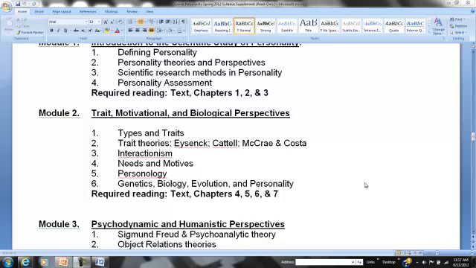Okay, everybody, today we're going to start on Module 2, which involves several perspectives: the trait perspective, the motive perspective, and the biological perspectives, which include both internal biological processes, genetics, as well as the theory of evolution as it applies to personality. And again, this is what Module 2 consists of.